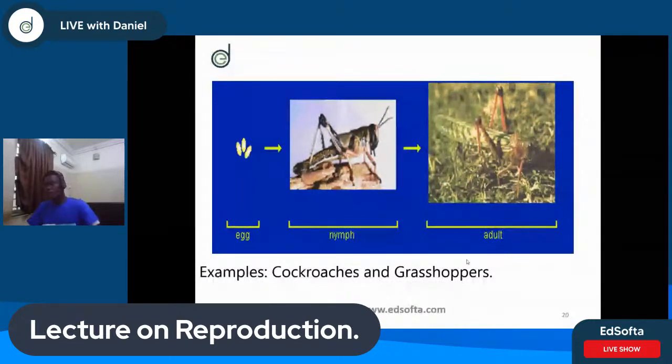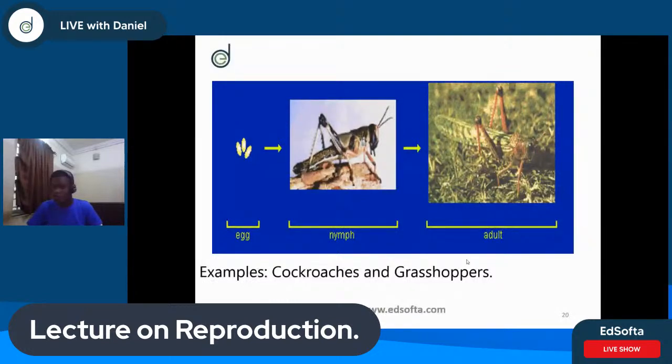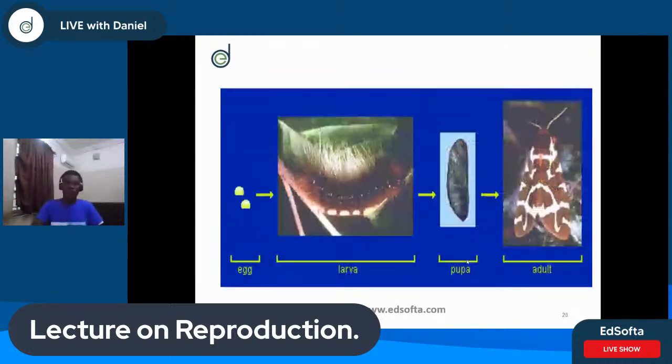You can see the egg. From the egg, it becomes a nymph. Then it becomes an adult. So these are the changes they undergo in incomplete or simple metamorphosis. Simple because it involves just three and not four changes.